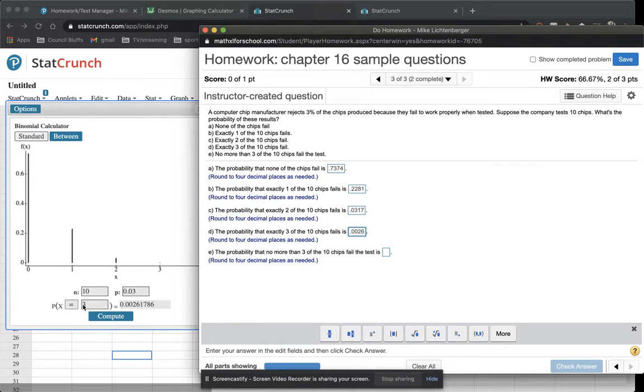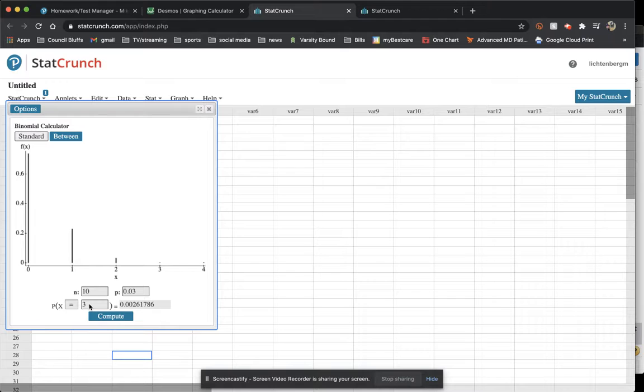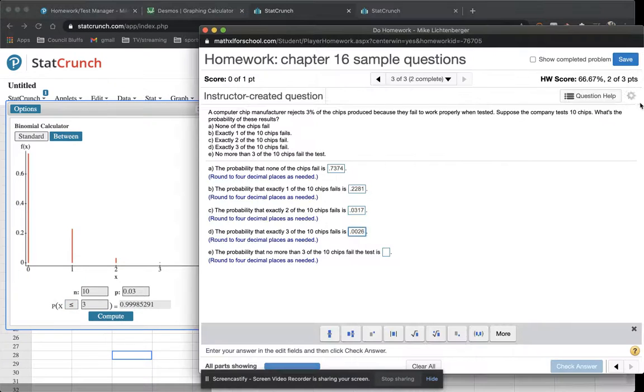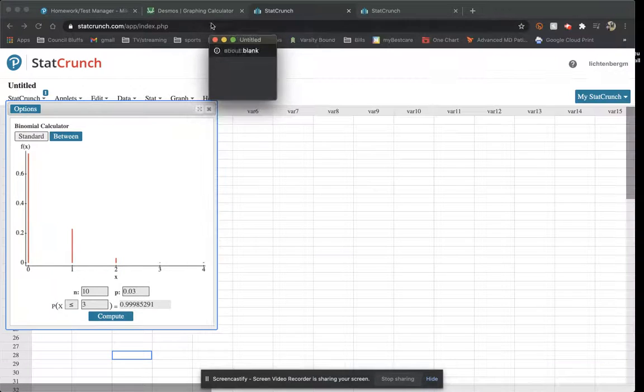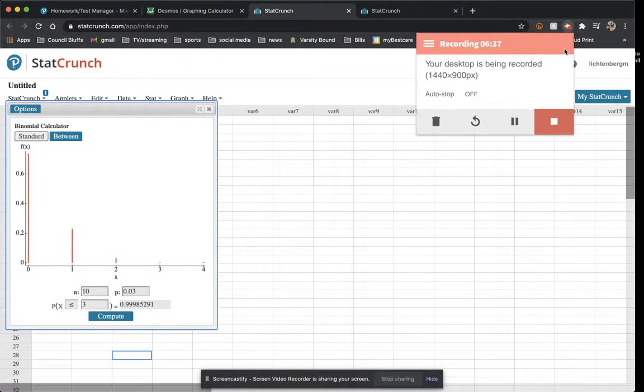So no more than 3 means 3 or less. So this will stay a 3, but we're going to change this to less than or equal to. Less than or equal to means 3 or less. And there's our answer. All right, so that's going to be 0.9999, almost 100%. Okay, and that is it for the sample questions, sample MyMathLab questions for chapter 16.